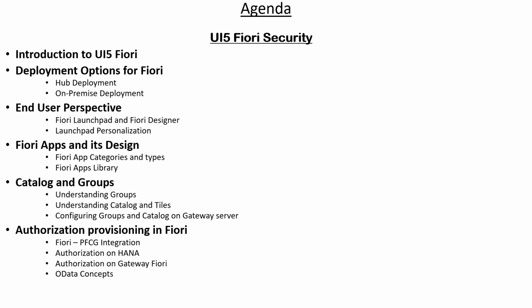Then we will talk about the ways of deployment. As someone already said, there is a central hub deployment and there is on-prem. On-prem is also called embedded. On-prem has a lot of different meanings, so I'll replace that with embedded deployment. It's called embedded deployment and central hub deployment. These are the two ways you can deploy your Fiori.